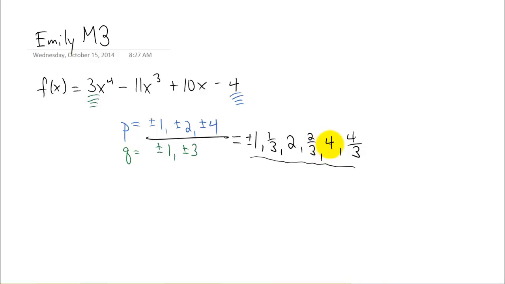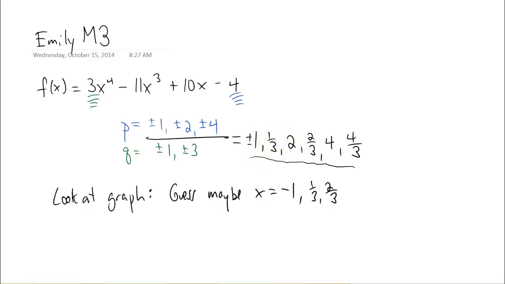What the example decides to do is they decide to actually graph the function on their calculator and look at the graph and try to guess which one of these is actually a 0 of the function. So what the example does is they look at the graph and they say, well, I'm guessing maybe x equals negative 1 is a 0. It looks like 1/3 could be a 0 as well, and it looks like maybe 2/3 could be a 0.